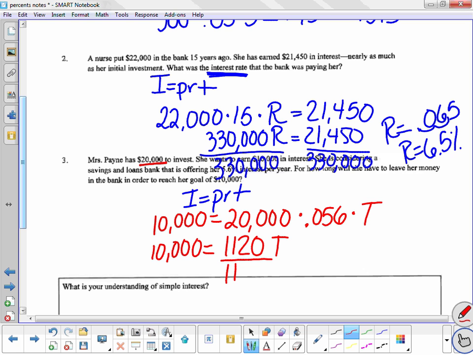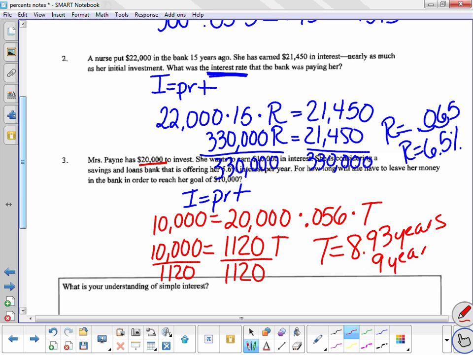We divide both sides by 1,120, and you get time is equal to 8.93 years, which is 9 years. Now, I hope I didn't make any mistakes. Hopefully, as you guys are writing down these notes, you're doing the math. Feel free to look this over again. I understand that I talk fast, but this is your lesson, and you do need to understand the concept and how to use the formula.